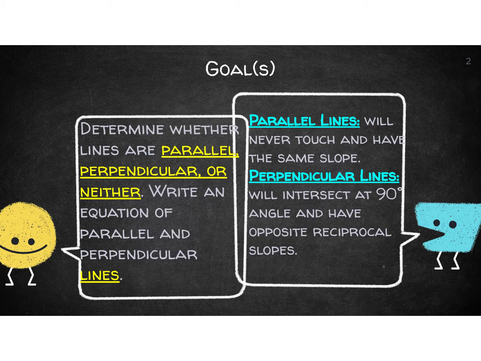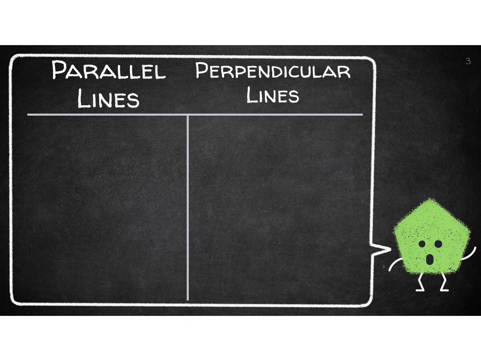Parallel lines are two lines that will never touch and will have the same slope. Perpendicular lines, on the other hand, will intersect at exactly a 90-degree angle and have opposite reciprocal slopes. The key concept here is the slope. The slope of parallel lines is going to be the same as the slope of the original. So m parallel is going to equal the original m of whatever line we're dealing with.